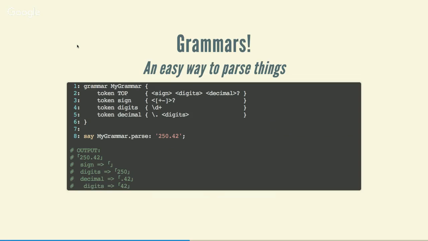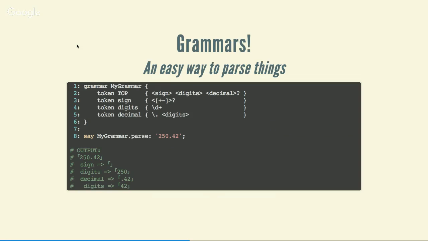The top token is the first token when you start to parse. That's the start of it. Inside of it, I'm using a sign token, a digits token, and an optional decimal token. And that's using a regex, a Perl 6 regex.